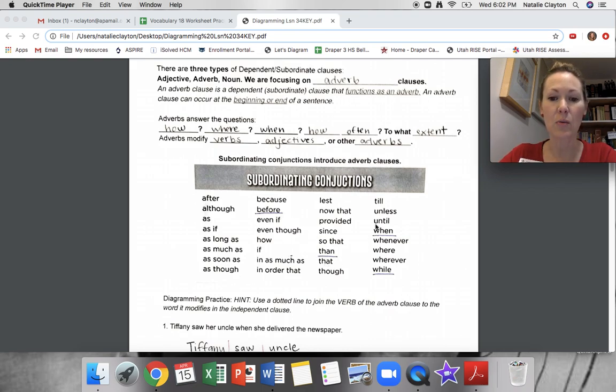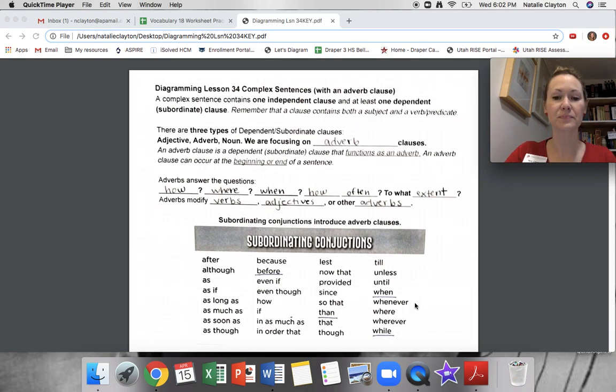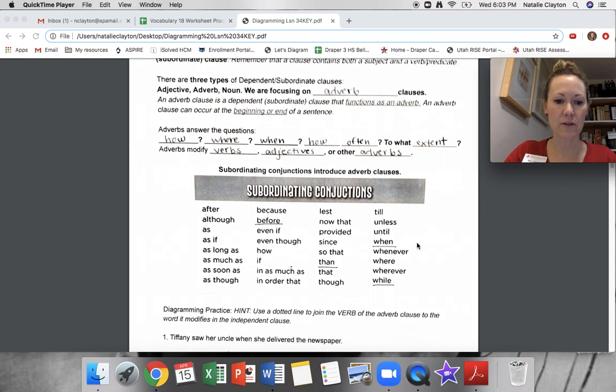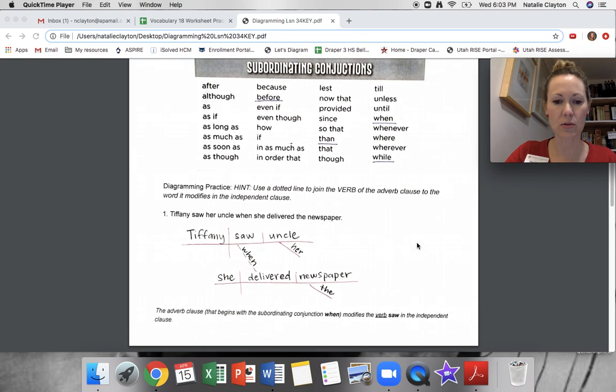Before, than, when, while. Those are some I really like. Wink, wink. Those are some great subordinating conjunctions. So we're going to look at some sentences and see how they're diagrammed. It's a little bit different from adjective clauses in the way we diagram it. So let's look at the first sentence down here. I'm just going to show you the whole diagram, and you'll kind of get a quick little look at that. So here's the hint right here.